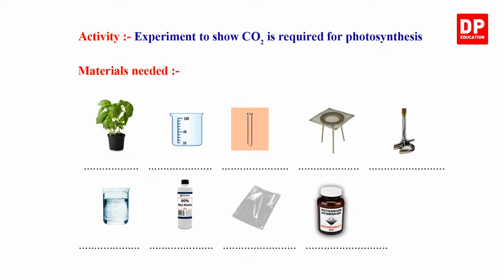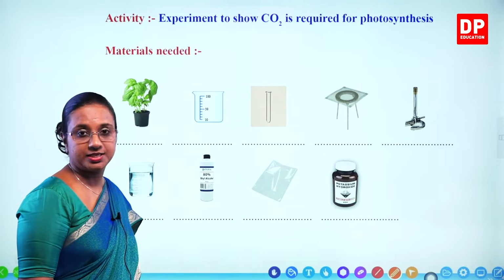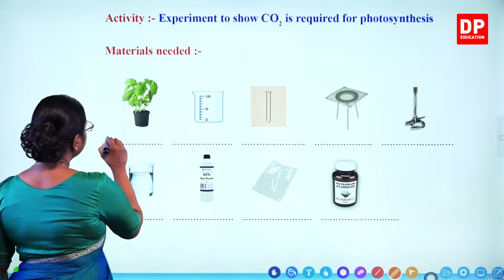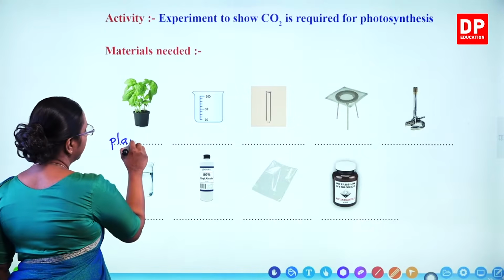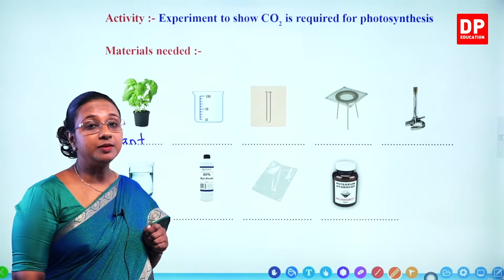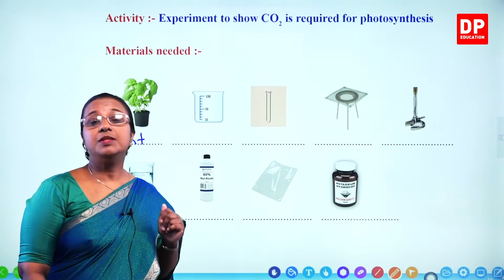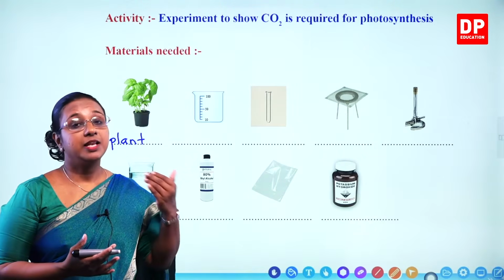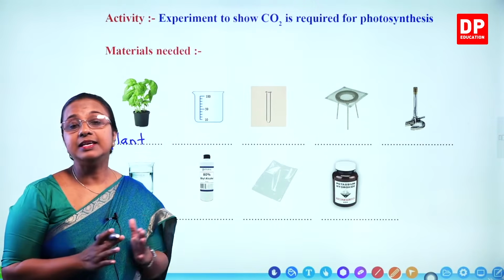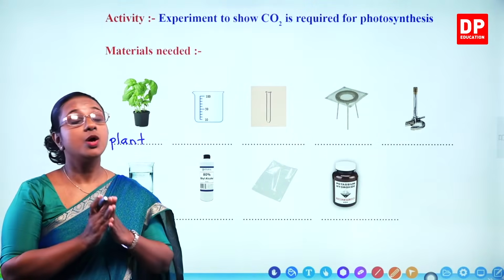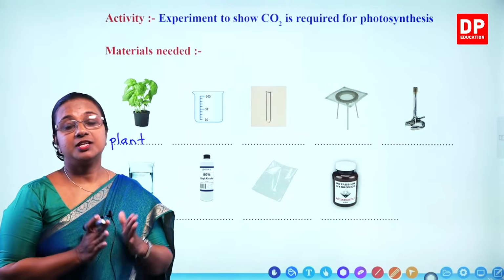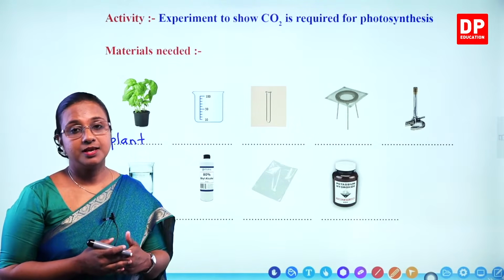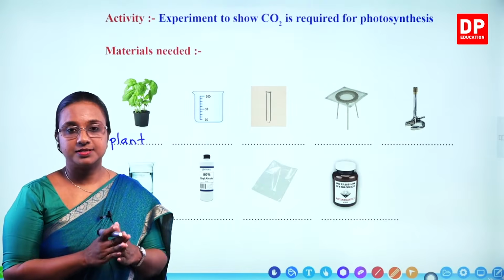Experiment to show carbon dioxide is required for photosynthesis. These are the materials that are necessary. We need a potted plant. What do you need to do for the potted plant? We need to keep the potted plant in the dark for 48 hours. We need to provide enough water and then keep it in the dark for 48 hours. Why? All the starch that has been produced before should be translocated to the other parts, and there should be no starch present in the leaf.